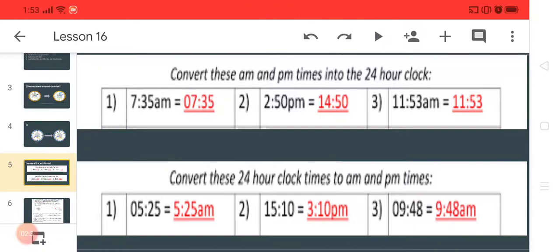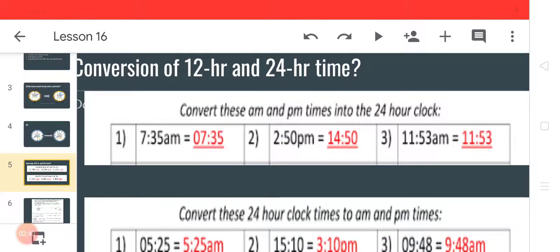Okay, let's start the work. Convert these AM and PM times into 24-hour clock. Question number 1, 7:35 AM. It means there is AM with it, so there will be no change. It's a morning time. You can write 0735 in 4-digit form, and that is the 24-hour clock.